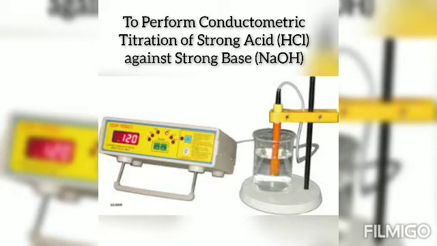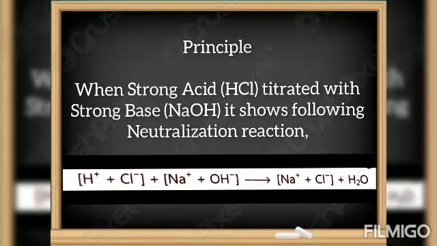Hello friends, today we are going to learn a practical of Pharmaceutical Analysis 1: to perform conductometric titration of strong acid against strong base. Principle: when strong acid HCl is titrated with strong base, that is sodium hydroxide, it shows the following neutralization reaction. That means HCl, whenever reacted with sodium hydroxide, gives NaCl, salt, plus water.